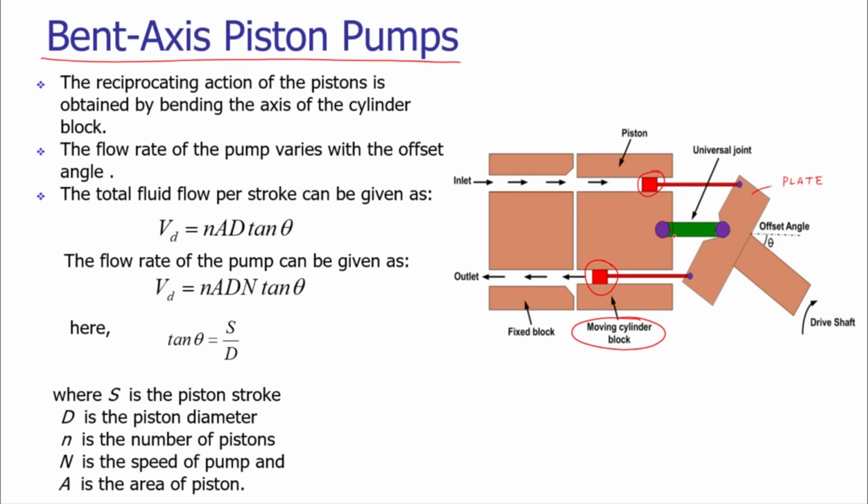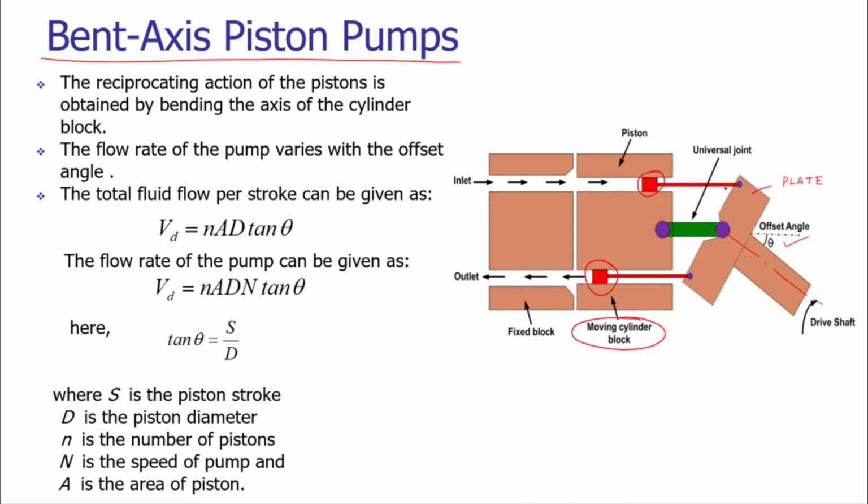This plate is also connected to the rotating block with the universal joint, and the plate is having a shaft, but the shaft is offset. This offset angle is theta. We are driving the shaft by using an electric motor. As the shaft is rotating, the plate is also rotating. As the plate is rotating, there would be reciprocation of the piston rods and pistons inside the respective bores.